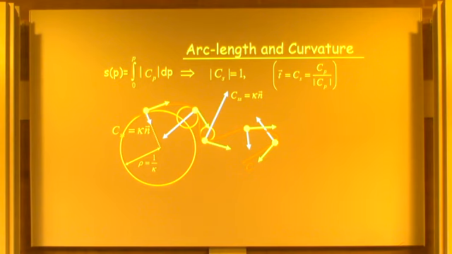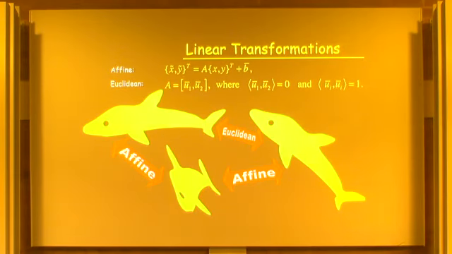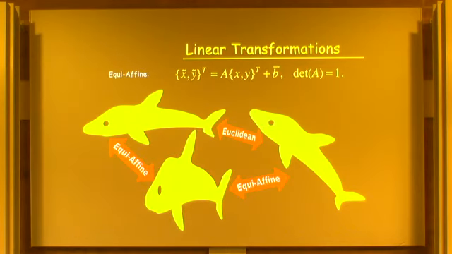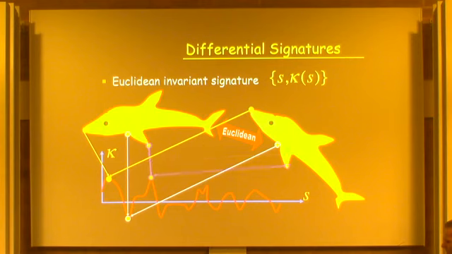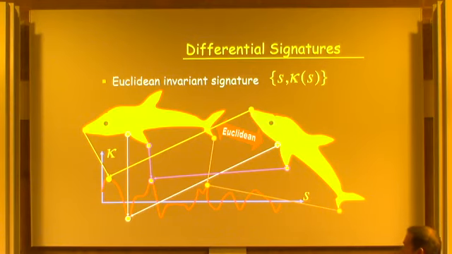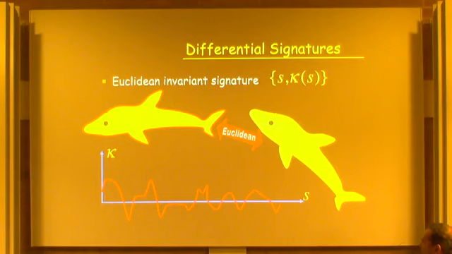So what do we do with that? These are the transformations that are of interest to us: Euclidean, affine, and equi-affine, where the area is preserved. And how do we analyze them? If you would like to compare two curves that went through a Euclidean transformation, what we can do is plot the curvature as a function of the Euclidean arc length and try to match these two signatures. So I do it for the left shark and the right shark.